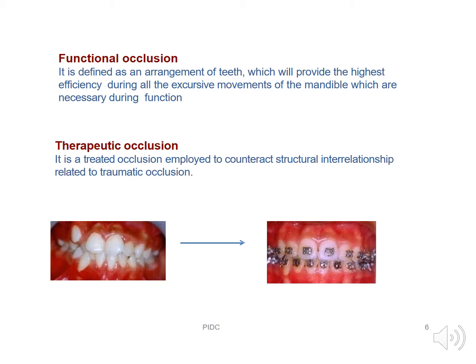And then the next one is therapeutic occlusion. It is a treated occlusion employed to counteract structural interrelationships related to traumatic occlusion. Now we can see that the first photo shows there is crowding on the upper and lower arch. When we put on the braces and then we may do some extraction, the teeth are all aligned. This is what we call therapeutic occlusion, the teeth that have been treated by braces.